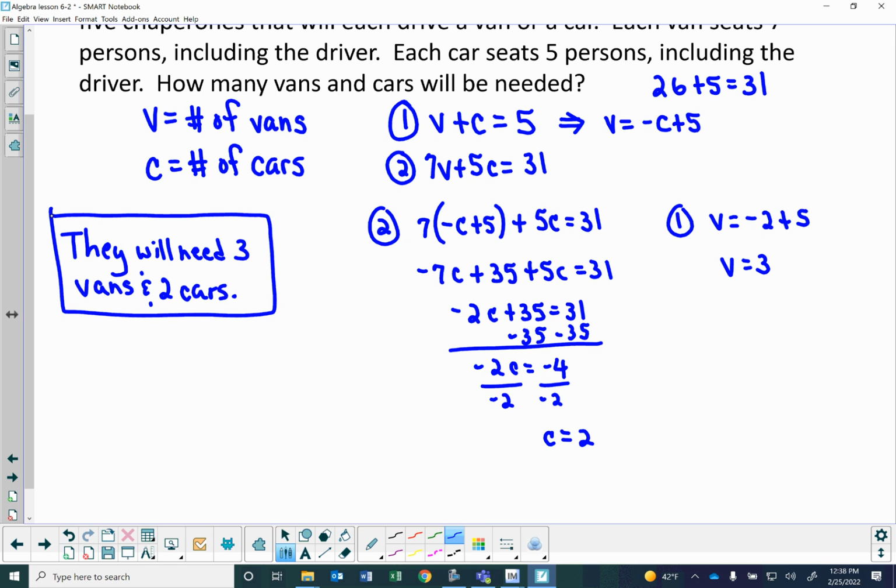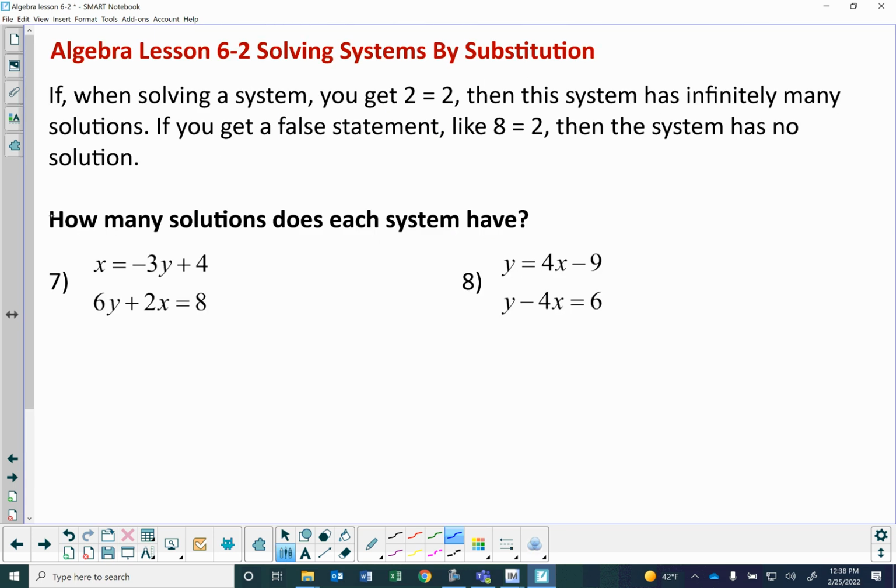All right. The last thing we're going to talk about is, remember when we solved equations for a single variable, if we got a true statement like 2 equals 2 or 0 equals 0 or 3/4 equals 3/4, then that system had infinitely many solutions. And if we got a false statement like 6 equals 2, then the system had no solution.